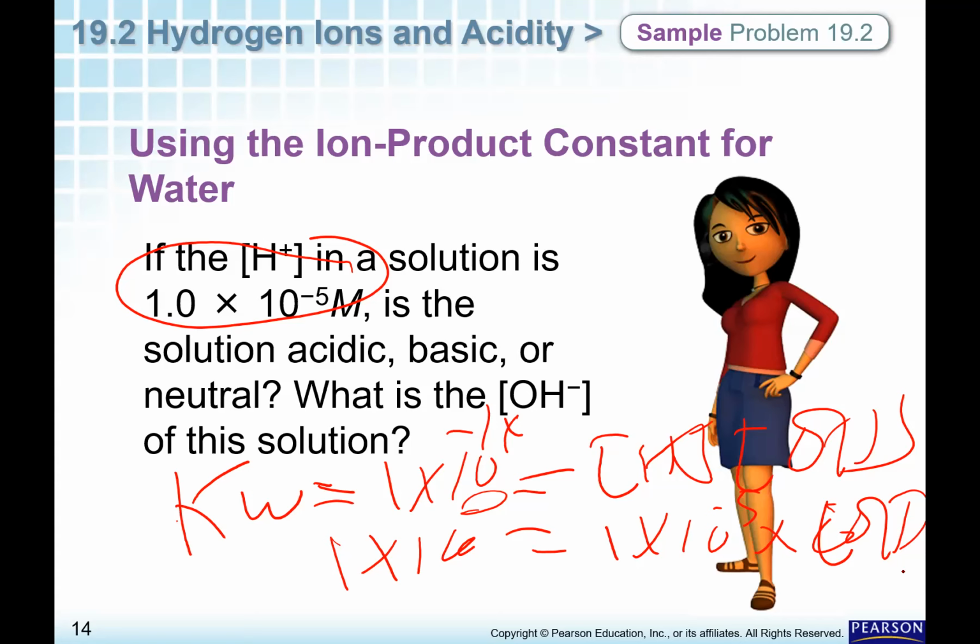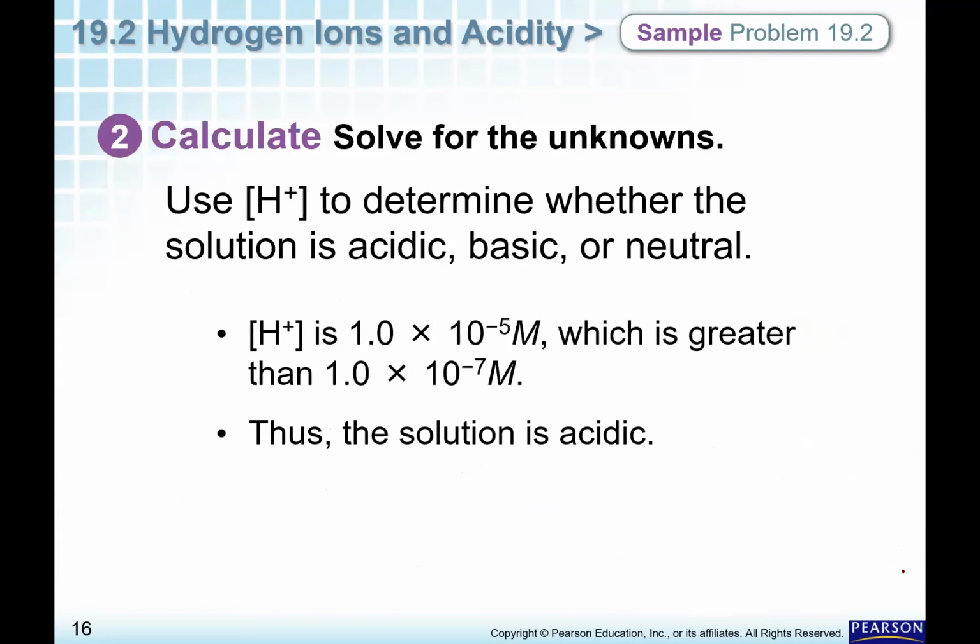Okay, so in that case, I'm not asking about the concentration of OH minus, yeah, Daniel. My question was whether 10 to the minus 5 is greater or 10 to the minus 7 is greater. All right, so the H plus is greater than 10 to the minus 7, and that's why the solution is acidic.